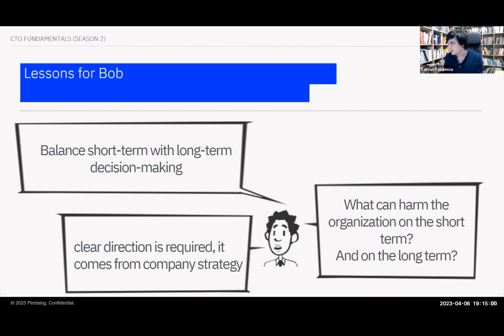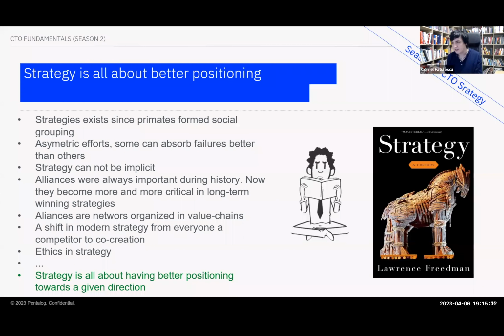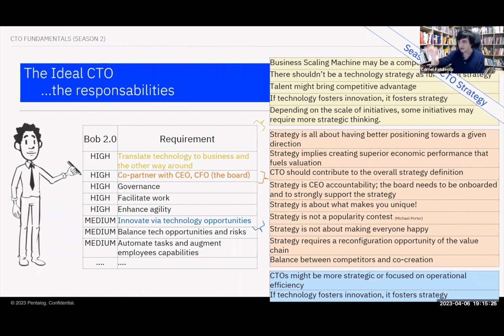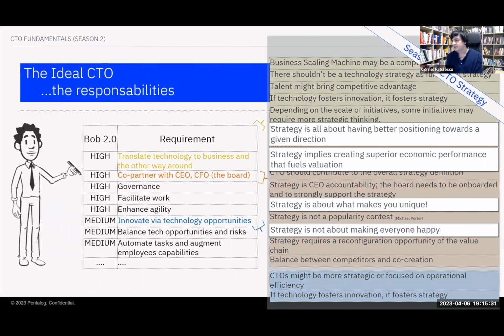Of course, that's normal. But from a perspective like, what are the things that in the short term can harm the organization in the long term? And in terms of clear direction, he recalls that on strategy, he's been through that. And the strategy clarifies many questions. For example, Lawrence Freedman said, strategy is all about having better positions towards a given direction. And he had this summary from the CTO strategy episode, where he learned that strategy is all about having better positioning, implies creating superior economic performance that fuels valuation. Strategy is about what makes you unique and is not going to make everyone happy.